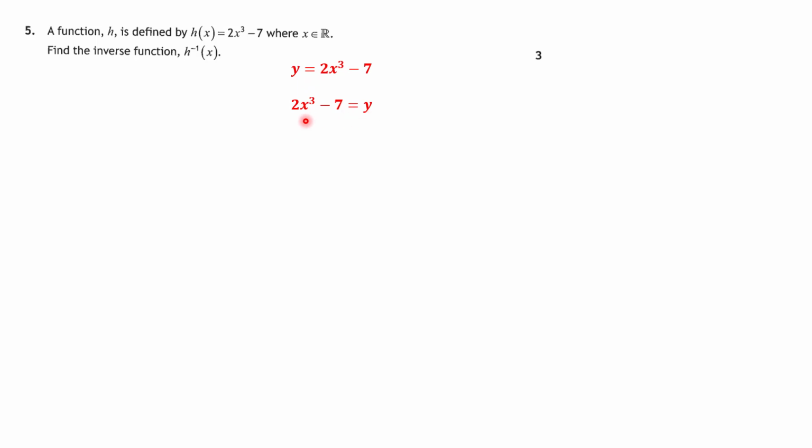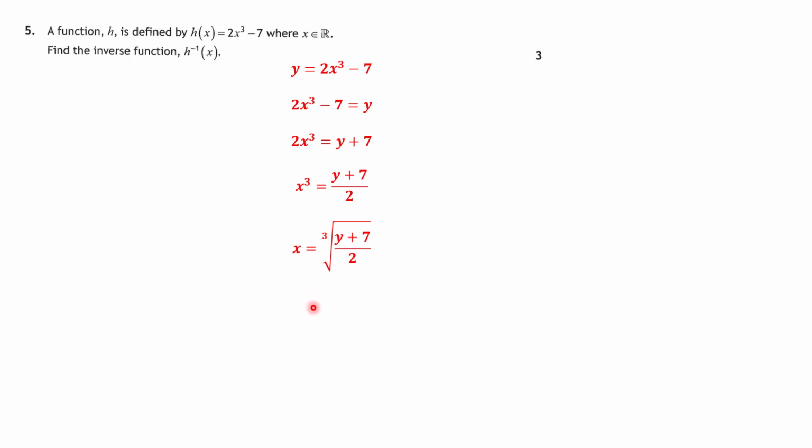We want to try to isolate x on its own on this side, so we will add 7 to both sides. Add 7 to both sides gives you y plus 7. We don't want the 2 here, we just want x cubed, so divide everything by 2 now, y plus 7 over 2. We don't want x cubed, we want x, so we take the cube root of both sides, and that gives you the answer for x.